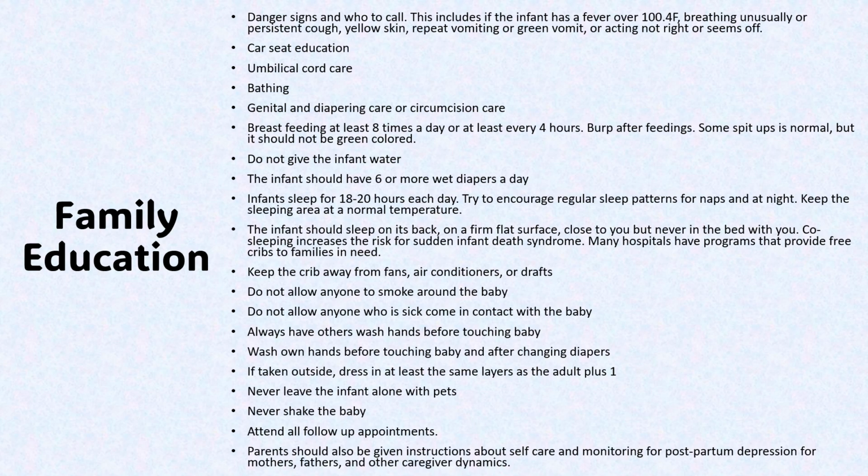Parents should be provided both verbal and written education in their own language, along with the phone numbers for local support and emergency services. Education should include danger signs and who to call. This includes if the infant has a fever over 100.4 Fahrenheit, breathing unusually or persistent cough, yellow skin, repeat vomiting or green vomit, or acting not right or seems off.